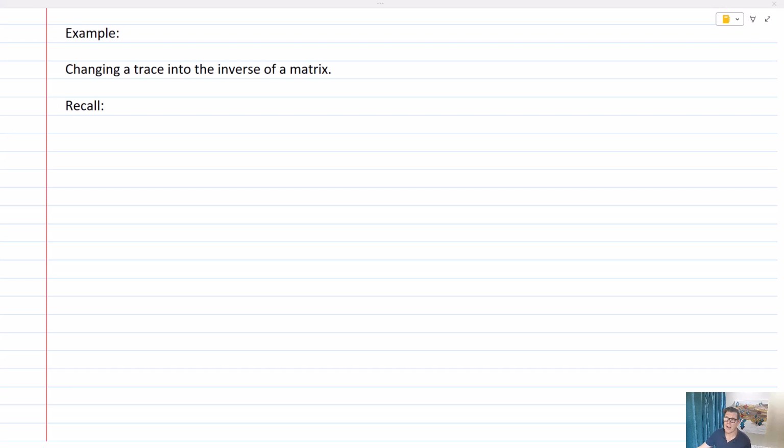Okay, so what we're going to do now is an example, and we're going to change the trace of a row reduction into the inverse of a matrix. So a couple of things that we're going to have to recall. One is that if I take AB inverse, that actually ends up being B inverse A inverse. So when we take the inverse of a product of two matrices, we take the inverse of each one, but then we have to reverse the order. And this, of course, is only if A and B are both invertible.